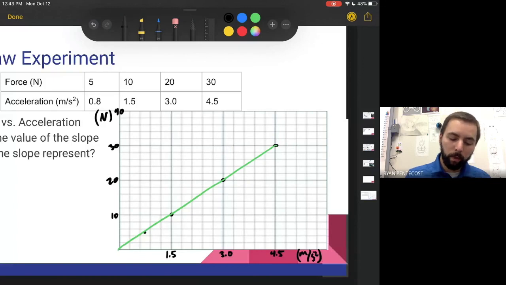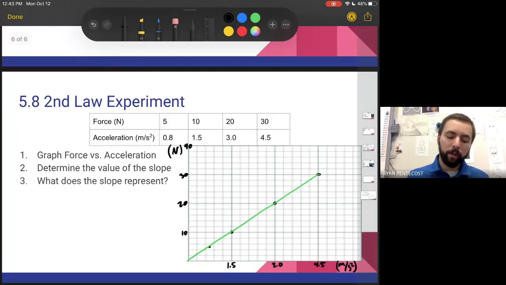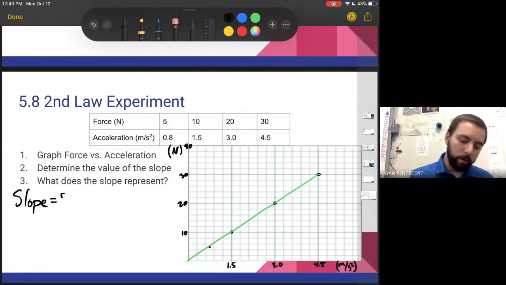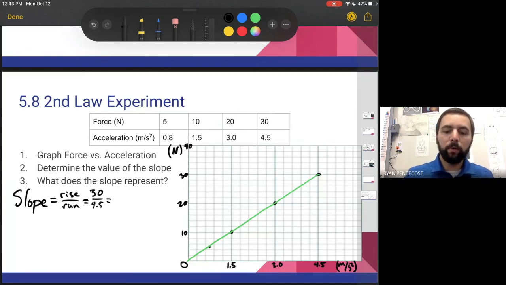So number one, we graph the force versus acceleration. Now let's determine the value of the slope. Slope is rise over run. So we have 30, right? It goes from 0 to 30. And it goes from 0 to 4.5 on the bottom. So if we have 30 divided by 4.5, let me do that math right quick. 6.66 repeating, say 6.67. Okay.